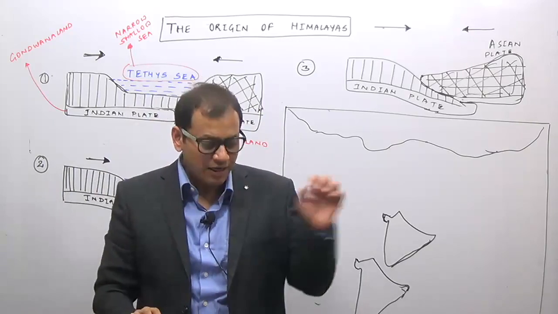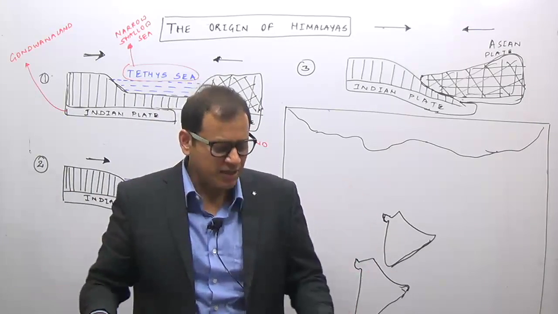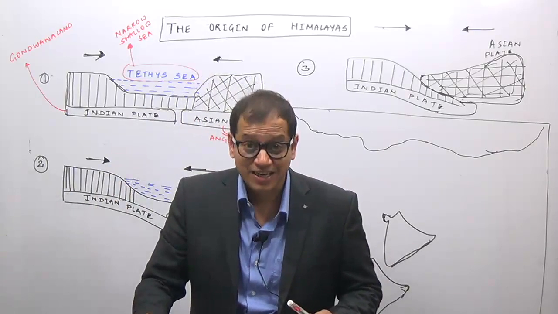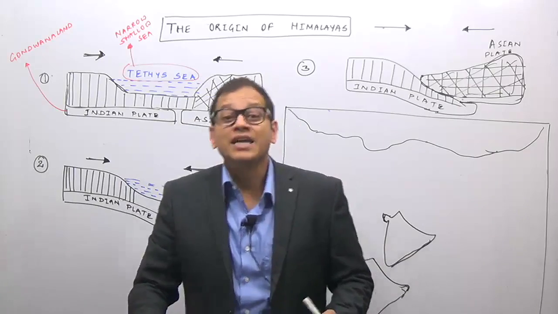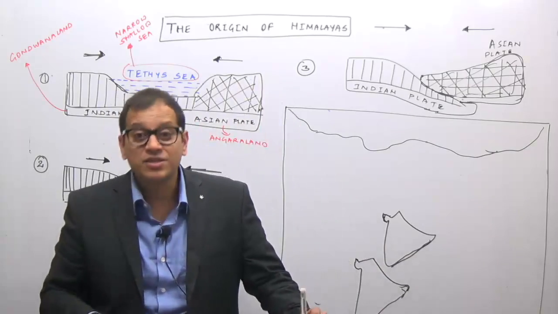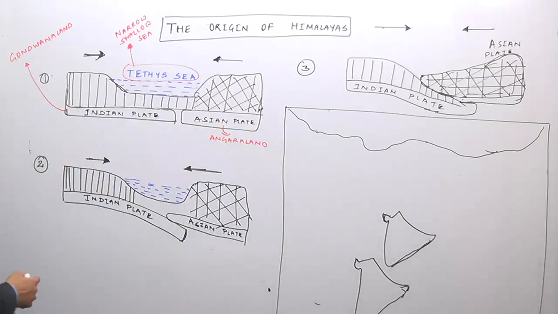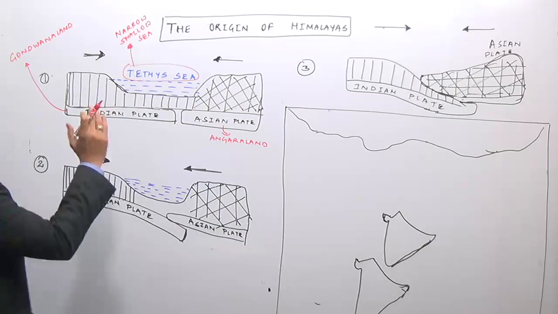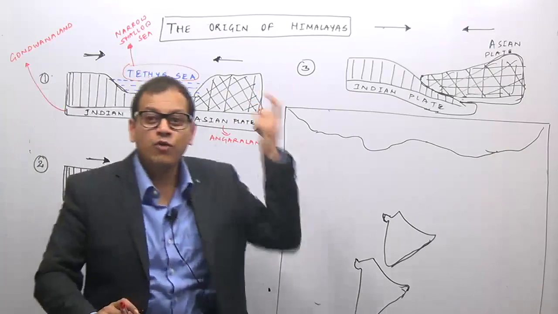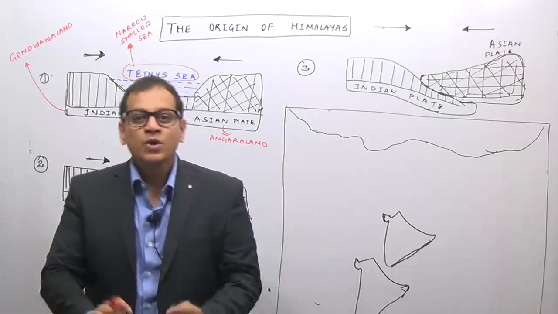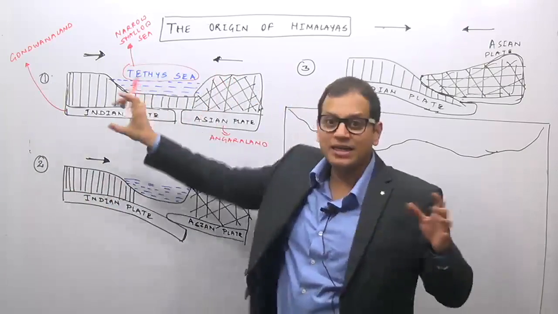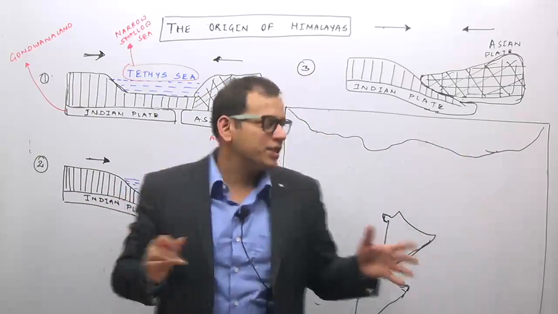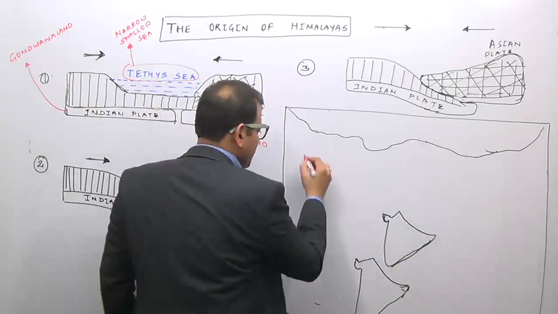Look into my words, understand my words, then you can jot down the lecture. Such a narrow, shallow sea is known as a Geosyncline. I have not taken Geosyncline in detail because that is not required from your general studies point of view, but what is required is the definition of a Geosyncline. So what is a Geosyncline? A Geosyncline is a narrow, shallow water body, obviously a sea, which lies between two rigid land masses. I will write the definition here.